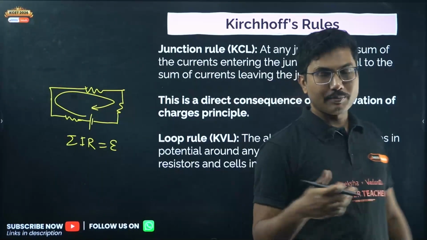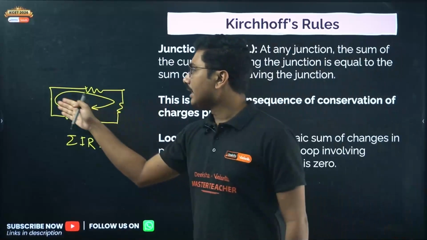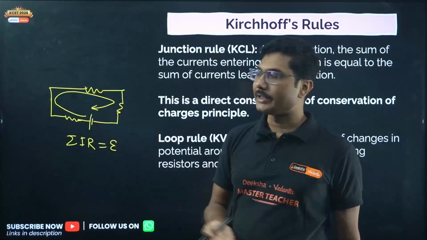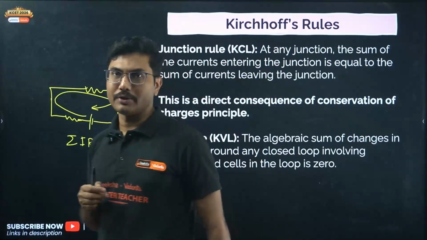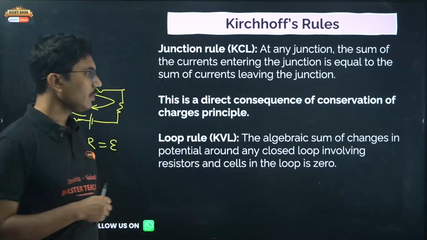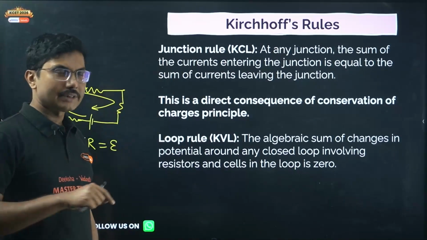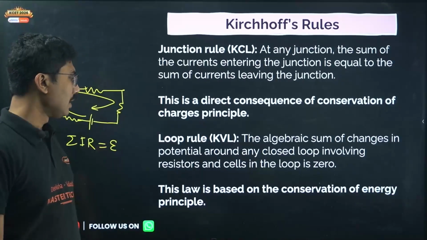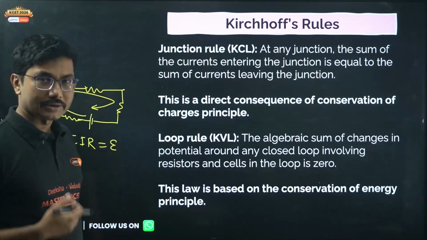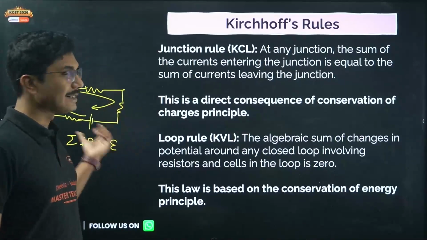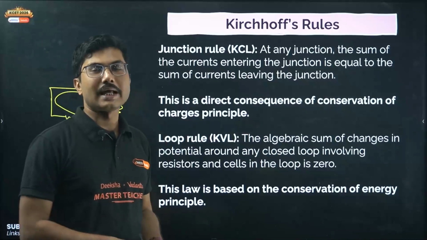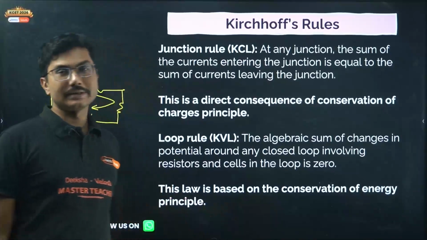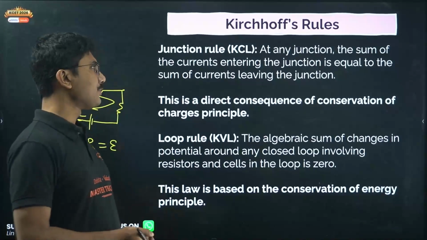Cell has a positive and negative terminal, so if the cell is trying to send the current in this direction, and you are moving in this direction according to the sense of current, then the sum of IR should equal epsilon. And if you are going in the reverse direction, then it will be minus epsilon. That is the easier form to remember. This law is based on conservation of energy. Energy is conserved in each resistance and the energy provided by the cell has to be constant, because energy cannot be created or destroyed.